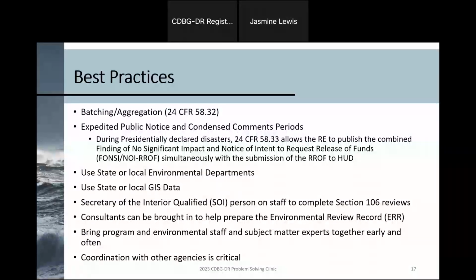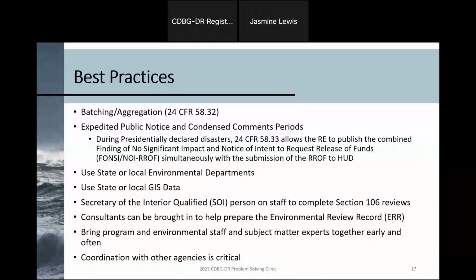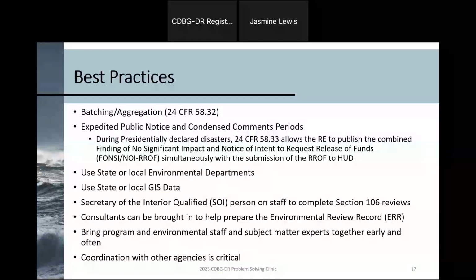Another thing that's kind of unique for disaster recovery is the expedited public notice and condensed comments period. So this is specific for presidentially declared disaster areas, which allows the RE to publish the combined FONSI and request release of funds while simultaneously submitting that over to HUD for review. So you're basically reducing 30 days of comment down to 15 days. So this can be very useful if you have a project that you need to address right away, and time is of the essence.